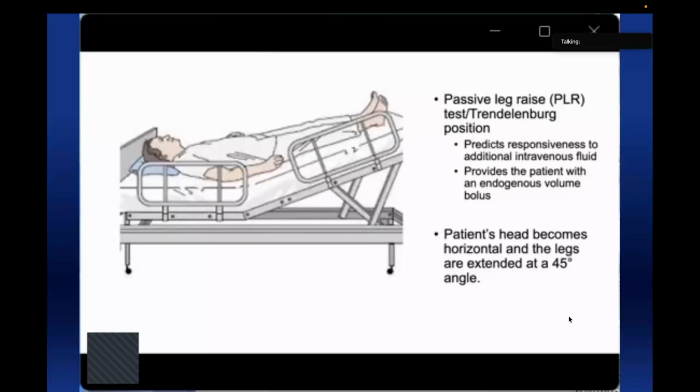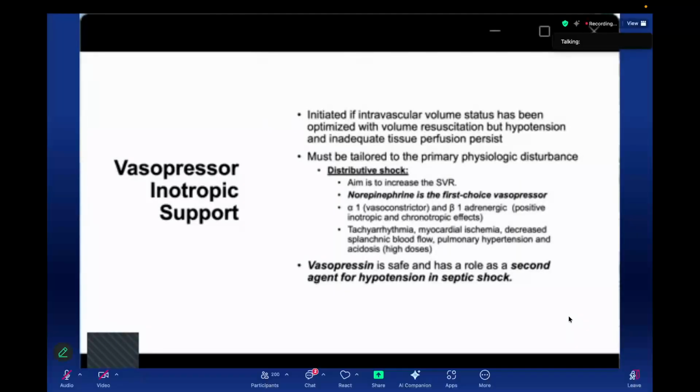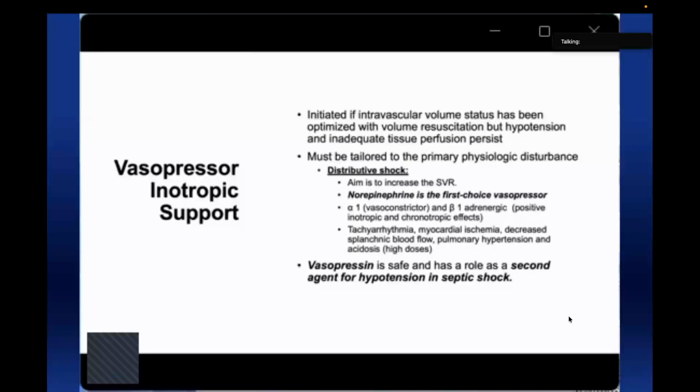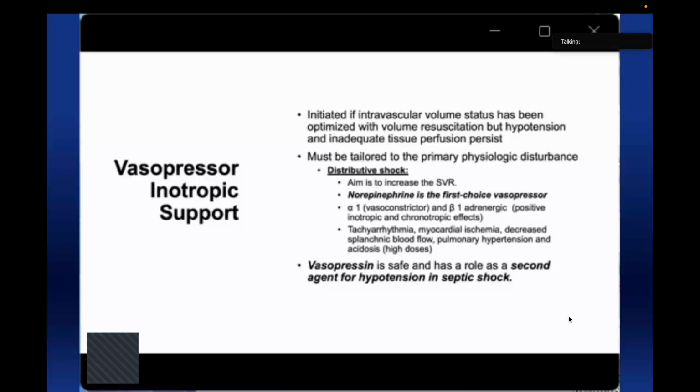In terms of your vasopressors, these are initiated if your intravascular volume status has been optimized with volume resuscitation, but hypotension and inadequate tissue perfusion persist. It must be tailored to the primary physiologic disturbance like that of your distributive shock, since it aims to increase your systemic vascular resistance. Norepinephrine is the first choice vasopressor.